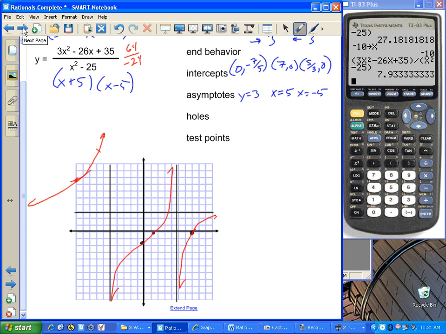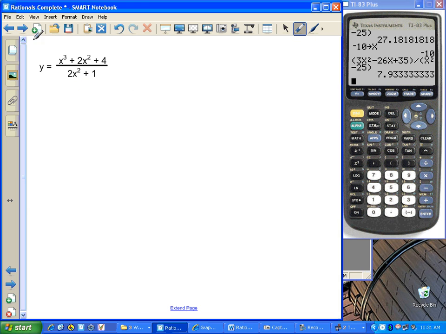All right, let's do another one. This one I can tell, so I'm going to look for all the same stuff: end behavior. I'm going to look for asymptotes. I'm going to look for zeros, or intercepts, I'll put. I'm going to have some test points to figure things out.